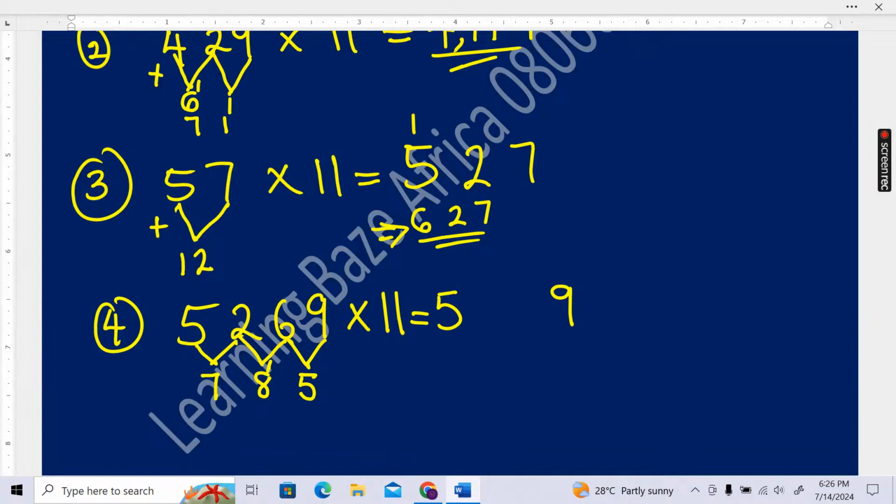Add that 1 to 8. So we have 795. Write this 795 in the middle. So the answer is 57,959.